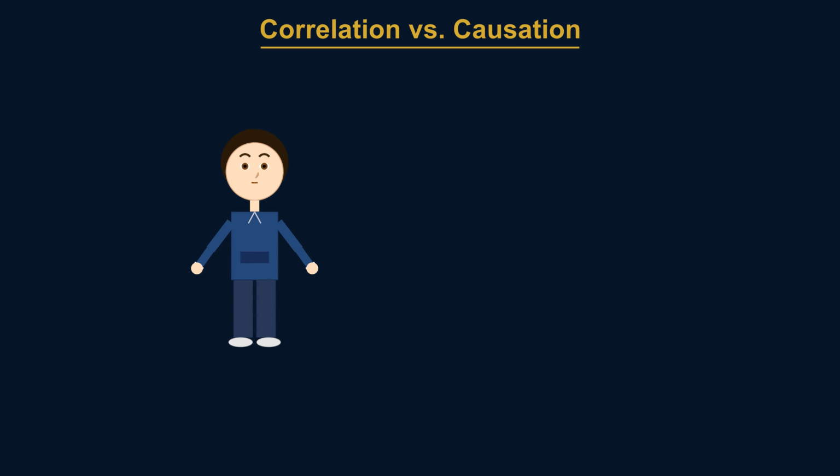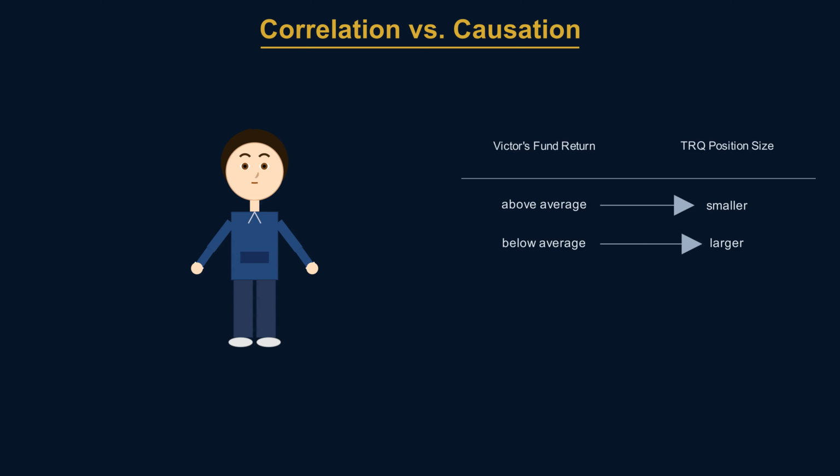Danny flips through the estate's brokerage statements. The counterparty labeled TRQ shows up across dozens of transactions over more than a decade. He pulls Victor's quarterly fund returns and the position sizes attributed to TRQ in those same quarters. He works through TRQ's correlation framework. The correlation is meaningfully negative. When Victor's fund was above its average return, TRQ's position sizes were smaller. When Victor's fund was below its average, TRQ's positions are larger.